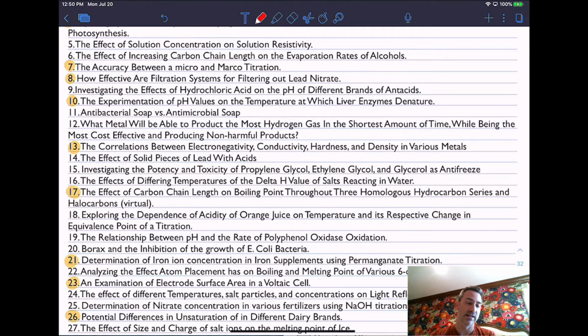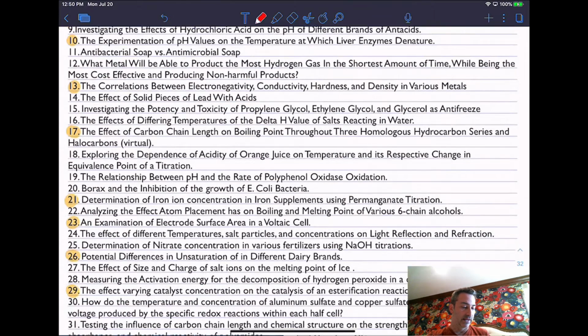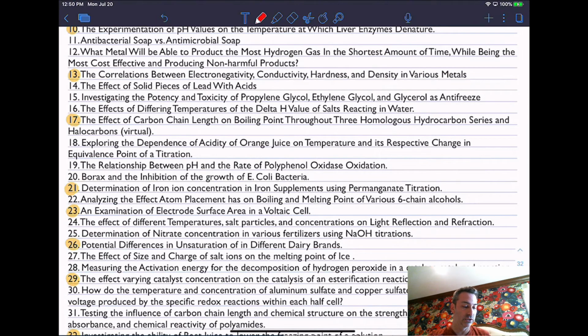That was interesting, and that took some time to do, but when they set it up and they got it going, it was kind of cool. The concentration, correlations between electronegativity, conductivity, hardness, and density in various metals. This was a virtual lab.